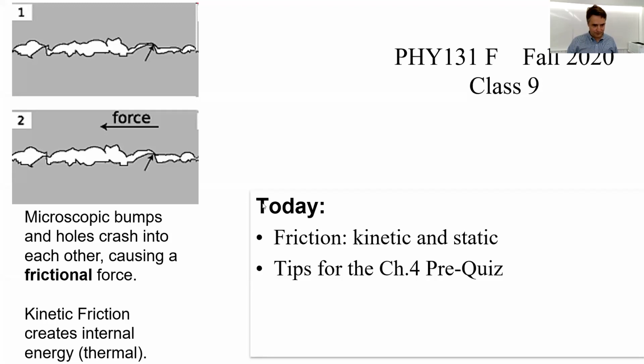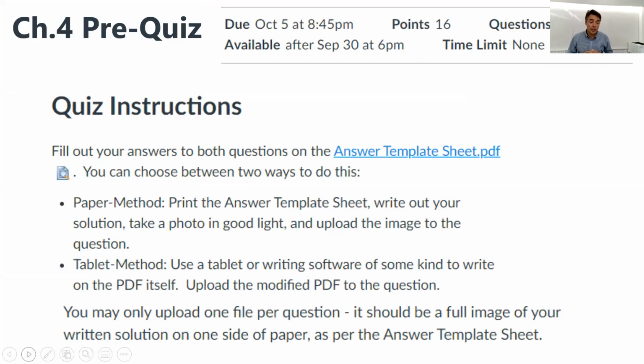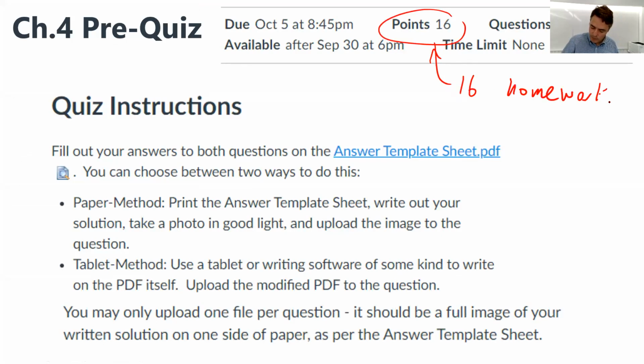Okay, good. So moving along, there's a chapter 4 pre-quiz, which is worth 16 homework credits. Remember, these are the optional credits that you're getting a lot of from Mastering Physics. There's 16 of these for this little pre-quiz. The way it goes is that this will be the exact same format as midterm assessment 2. Midterm assessment 2 will be completely different than midterm assessment 1.